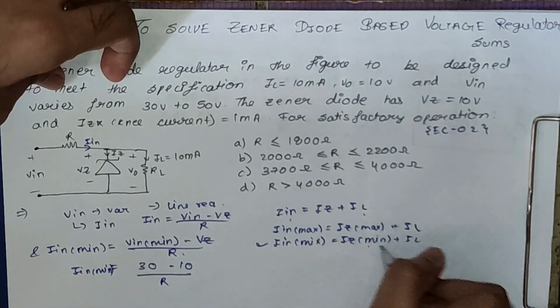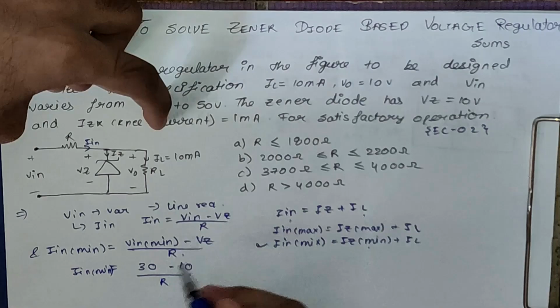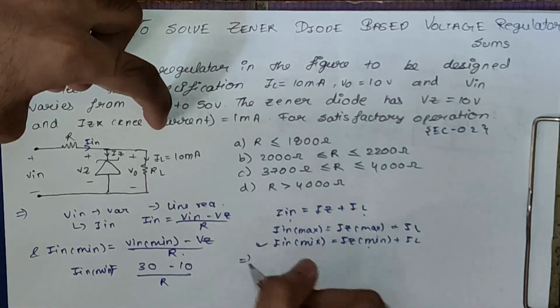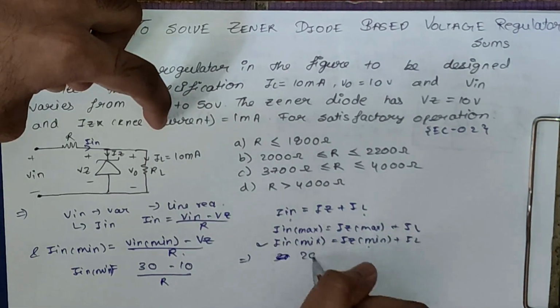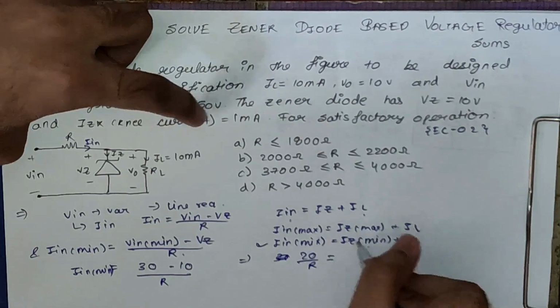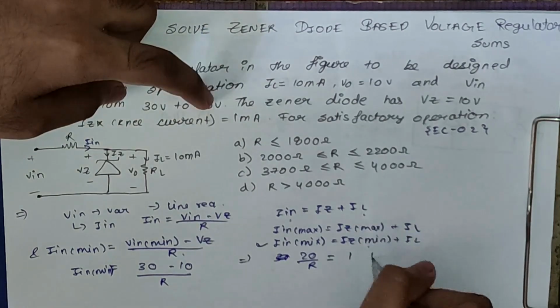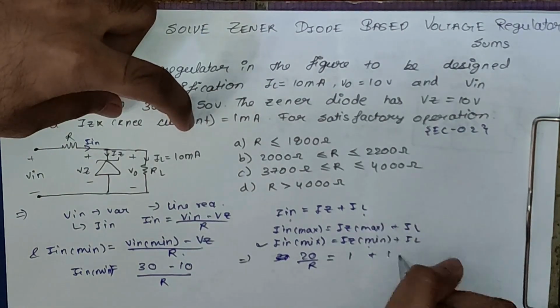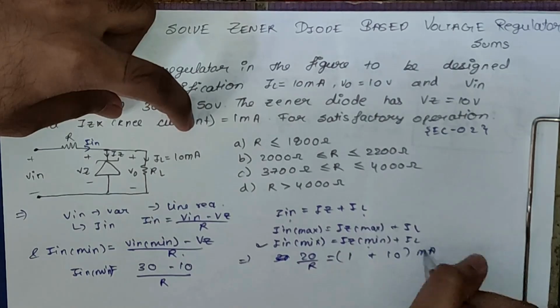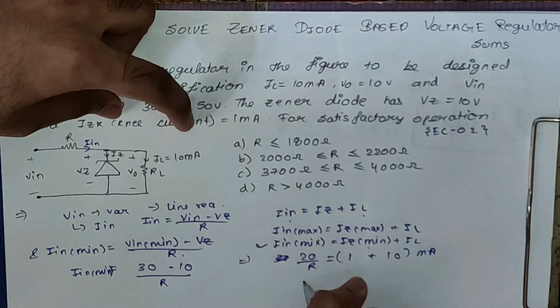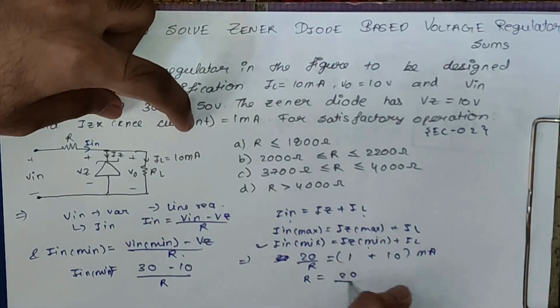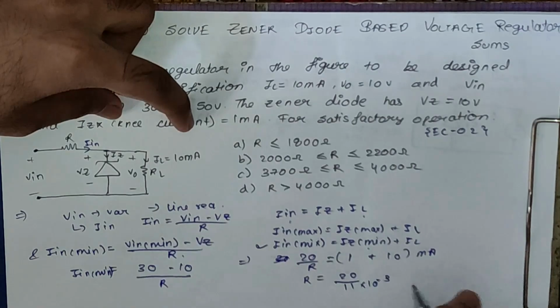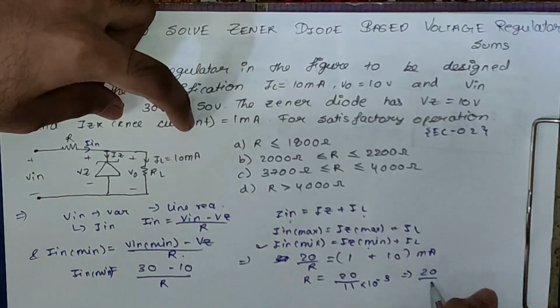We know Iz minimum. IL is simply 10 milliampere. So if we put all this into this equation, we get 30 minus 10, which is 20, by R equals Iz minimum, 1 milliampere, plus IL, 10 milliampere. So we have 11 milliampere here. So our R will be 20 by 11 into 10 raised to minus 3. So we can write it as 20 by 11k.